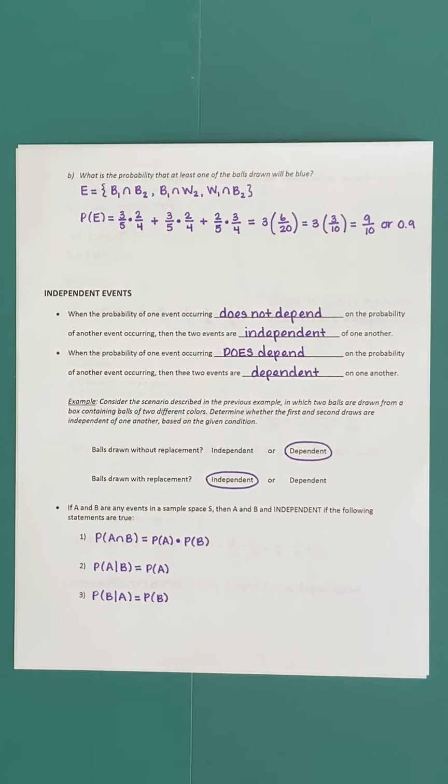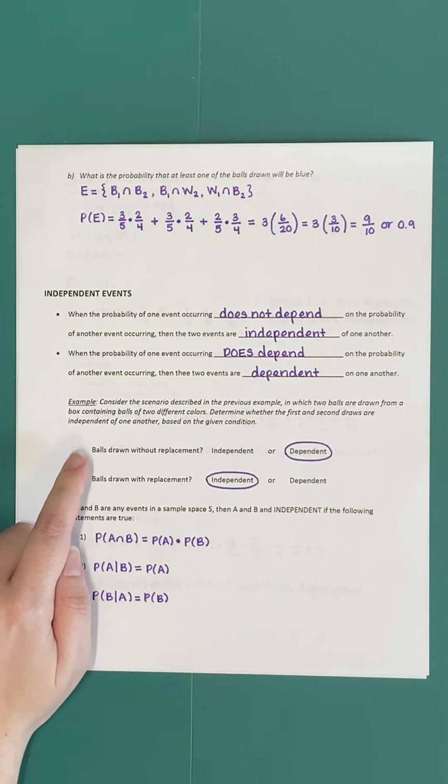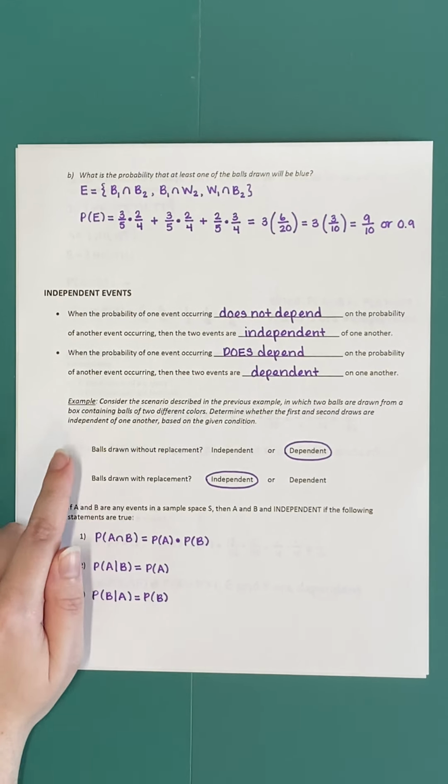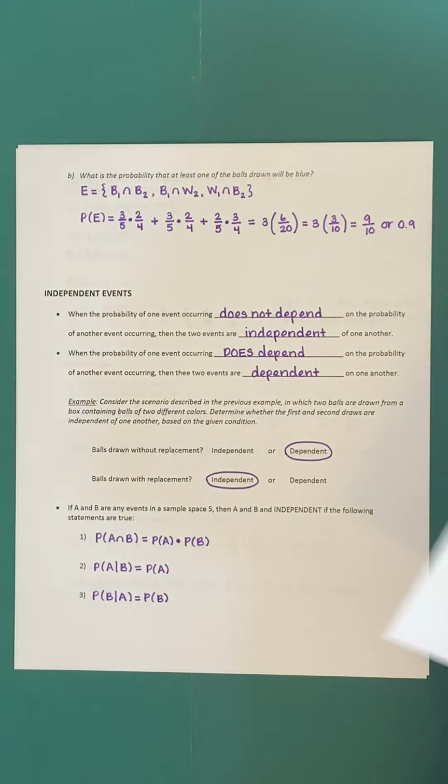Now, when the probability of one event occurring does depend on the probability of another occurring, then they are dependent. In other words, if one event occurring can either be more likely or less likely, depending on what happened beforehand, then the two events are dependent on one another. So if we were to think about this example where we were drawing the balls, in which situation are two draws independent, in which situation are two draws dependent? Well, suppose the balls are drawn without replacement. In other words, based on the situation we've described.